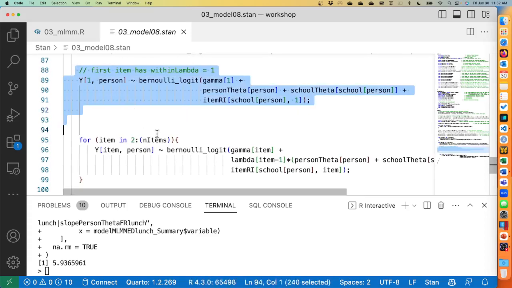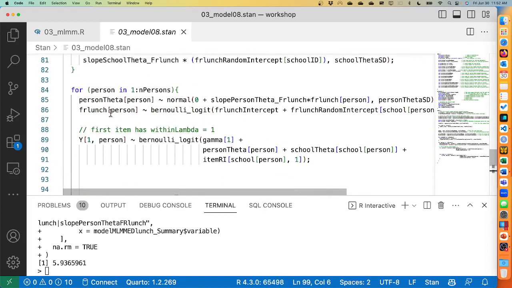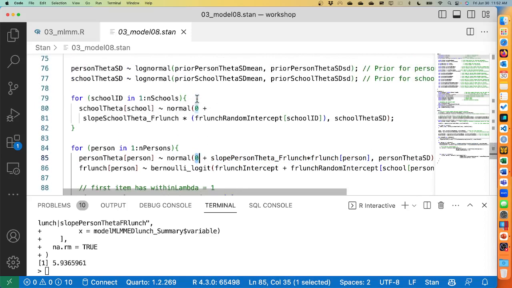The measurement model is largely the same. Where the difference is, we have a free and reduced lunch model, so we have a free and reduced lunch variable in. Now when we predict the person theta, we add that prediction to its mean. However, there's no intercept to identify the person theta. For the school theta, the same thing happens. We take the free and reduced lunch slope here. This is the last iteration I tried. It did have the random intercept in it before, and we're multiplying it by a free and reduced lunch slope.